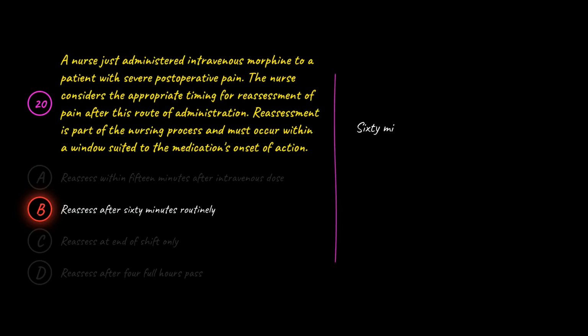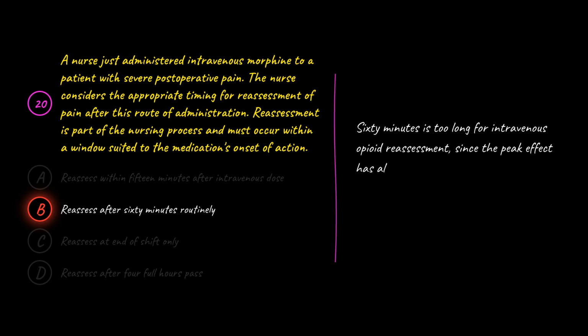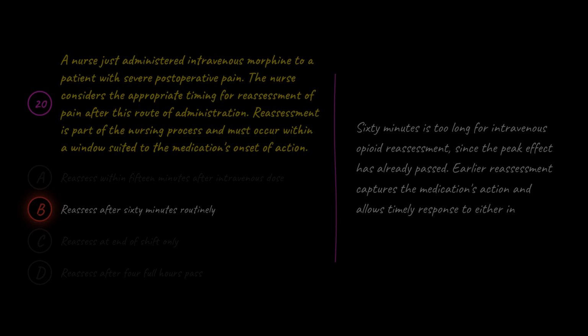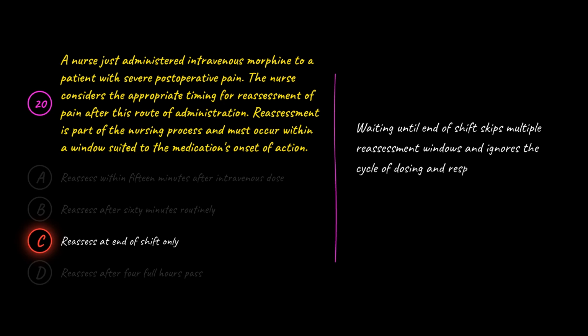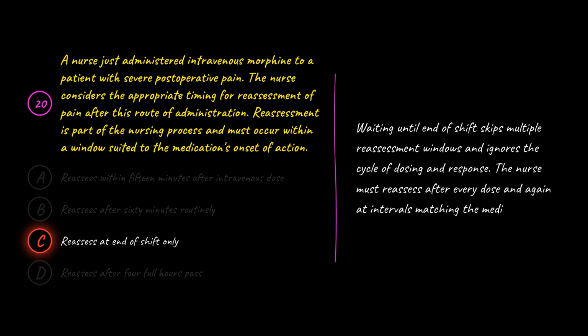B is wrong because 60 minutes is too long for intravenous opioid reassessment, since the peak effect has already passed. Earlier reassessment captures the medication's action and allows timely response to either inadequate relief or adverse effects. C is wrong because waiting until end of shift skips multiple reassessment windows and ignores the cycle of dosing and response. The nurse must reassess after every dose and again at intervals matching the medication's pharmacokinetics.